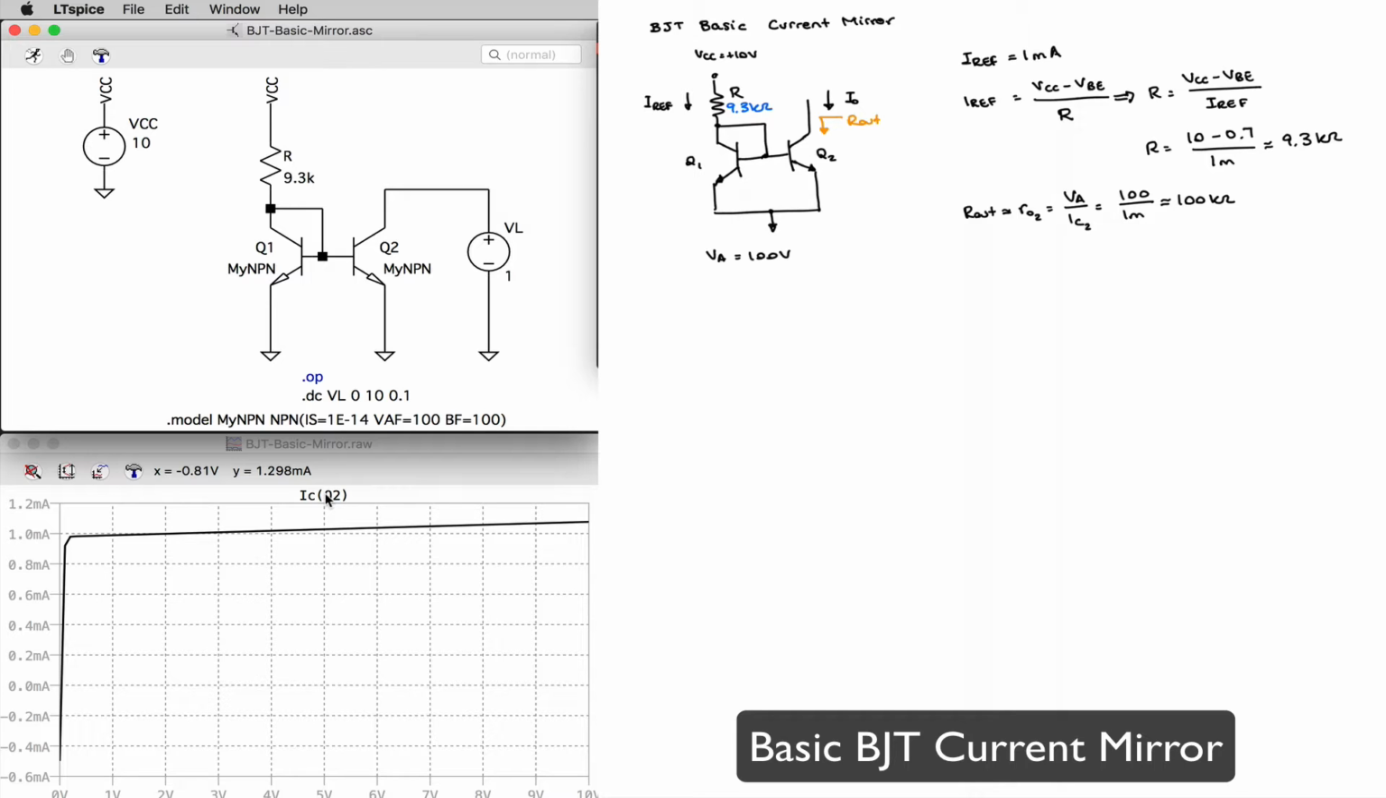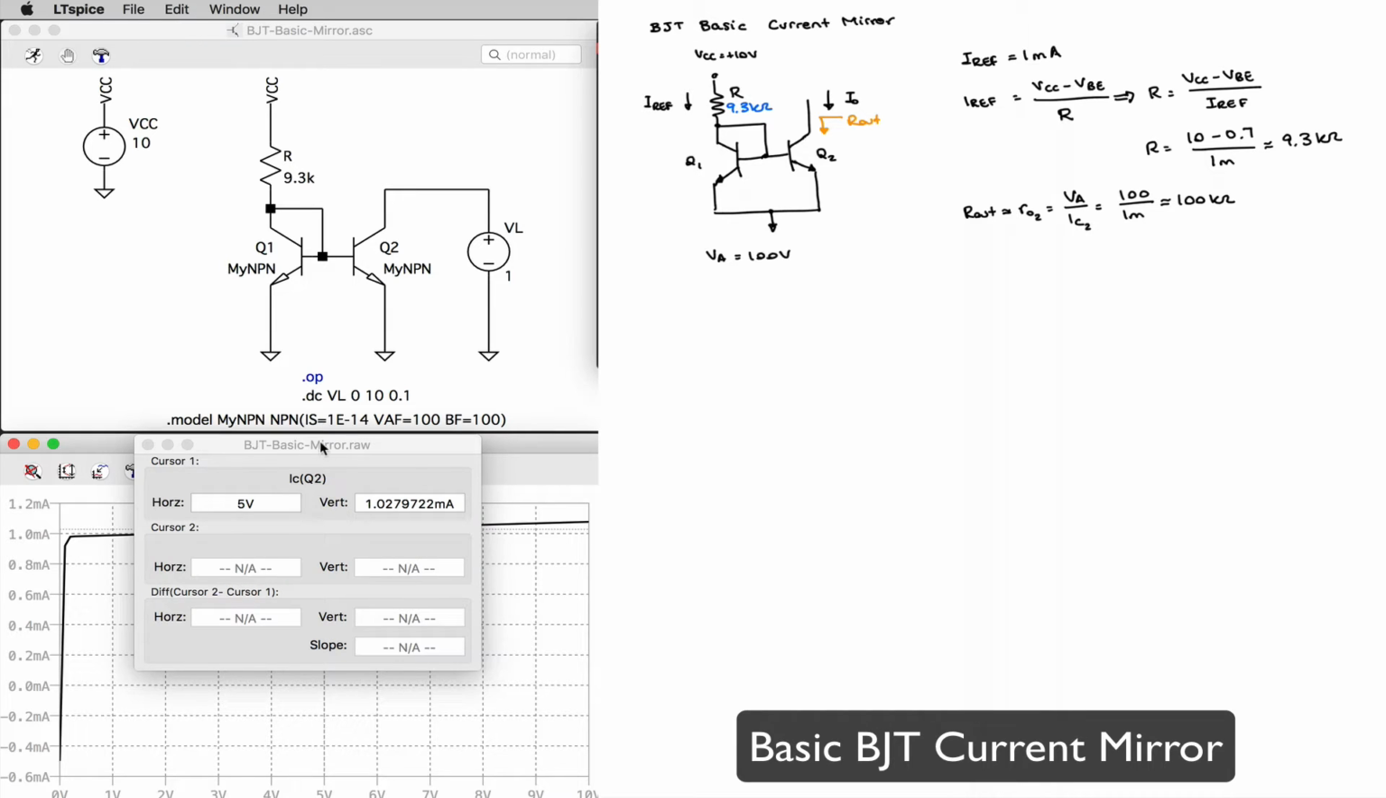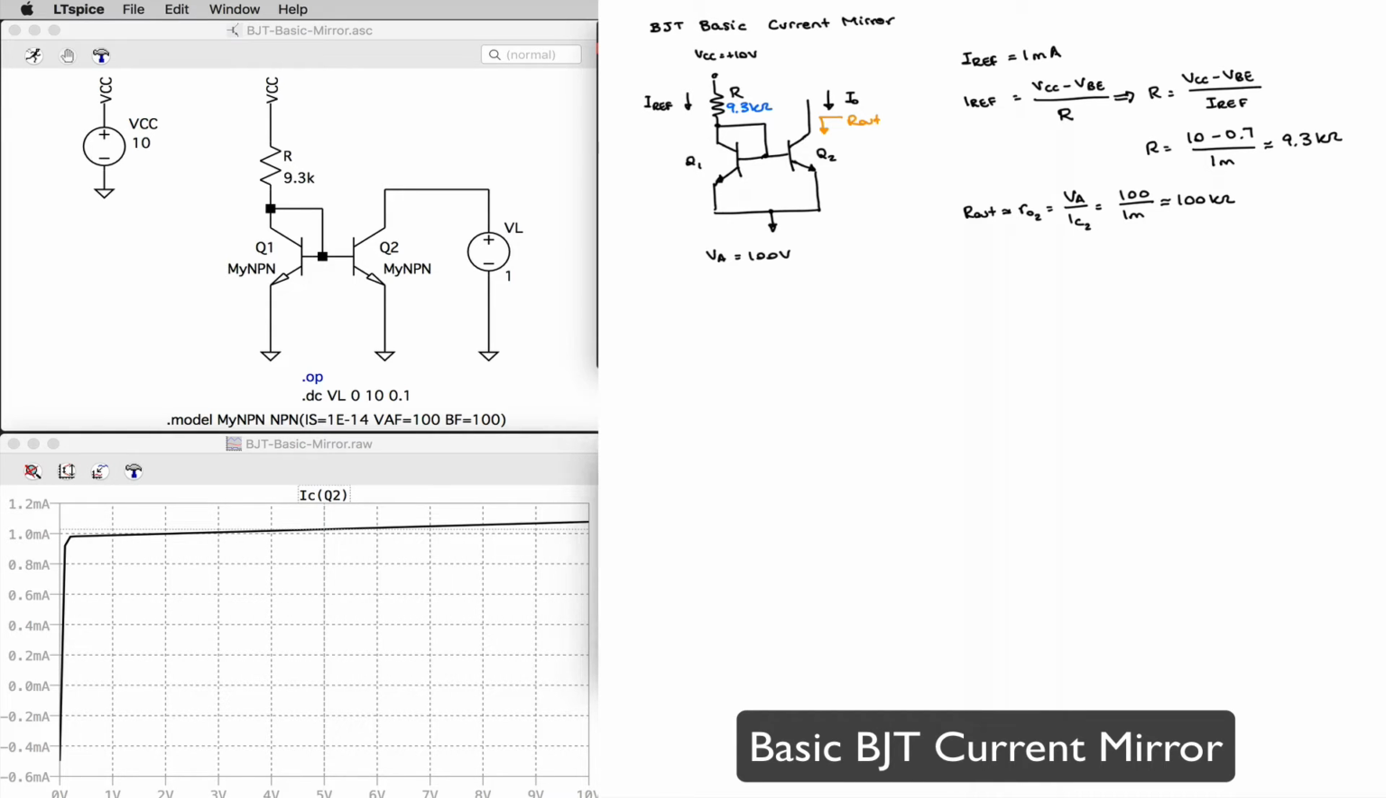I can do that using my cursors. I can move this out of the way. I'll put my first cursor at around 1 volt and measure my current there, and then I'm going to put another cursor, cursor 2, at 10 volts, and that's going to give me a 9 volt delta.